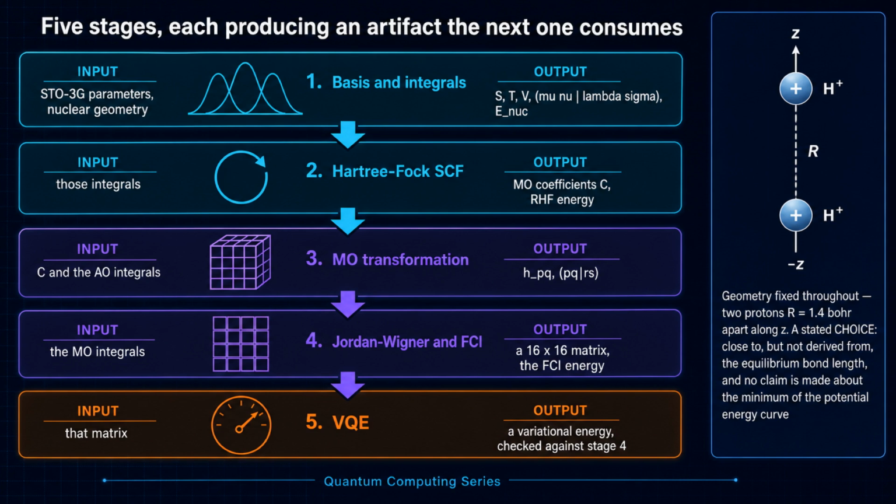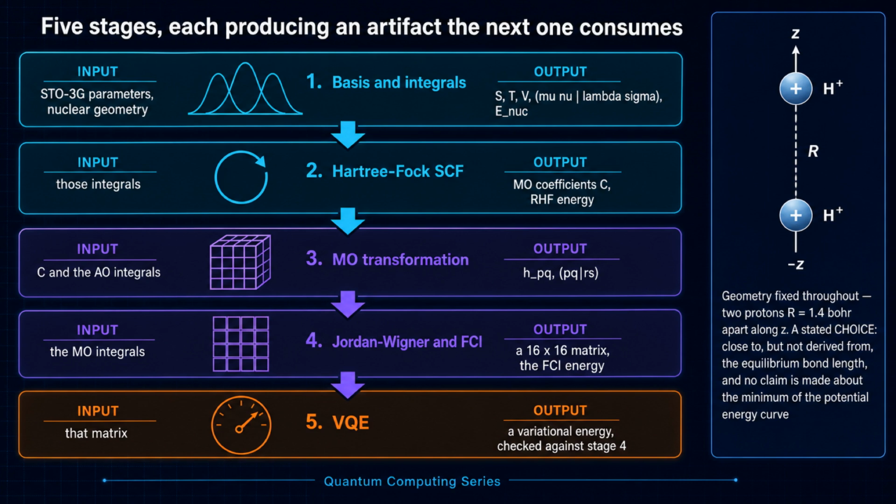Stage 1 turns basis set parameters and a nuclear geometry into overlap, kinetic, nuclear attraction, and 2 electron integrals. Stage 2 runs a Hartree-Fock self-consistent field loop on those integrals to get molecular orbital coefficients and an energy. Stage 3 transforms the integrals into the molecular orbital basis. Stage 4 applies the Jordan-Wigner mapping and diagonalizes the resulting 16 by 16 matrix exactly. Stage 5 runs VQE against that answer.